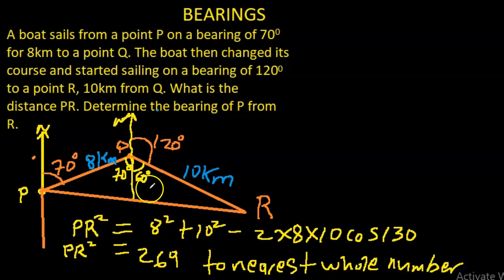Alright, so the distance from P to R is 269 kilometers. Now we are asked to find the bearing of P from R. The bearing of P from R.